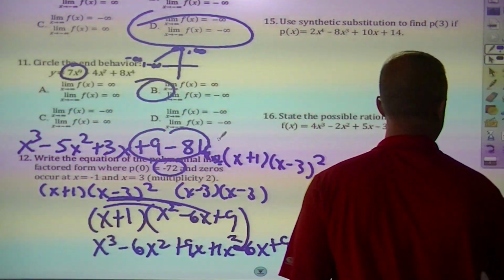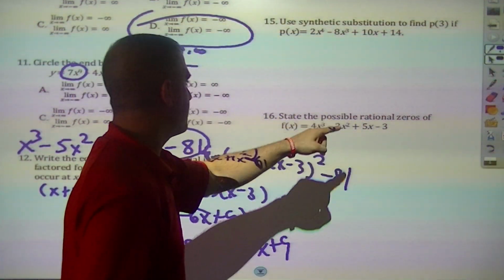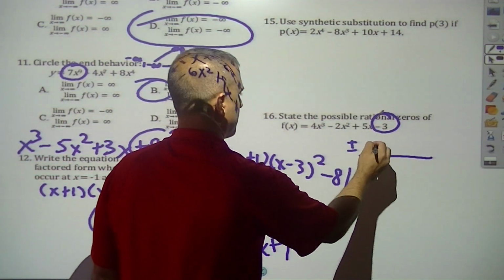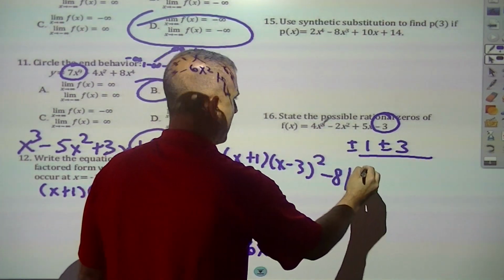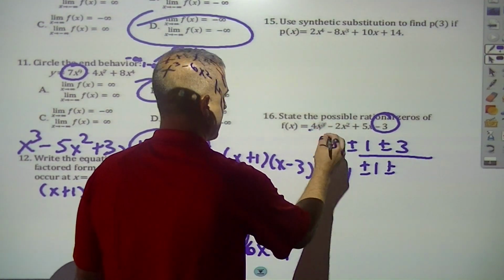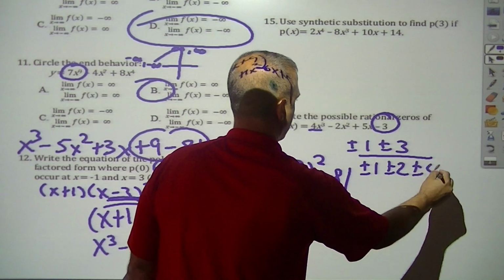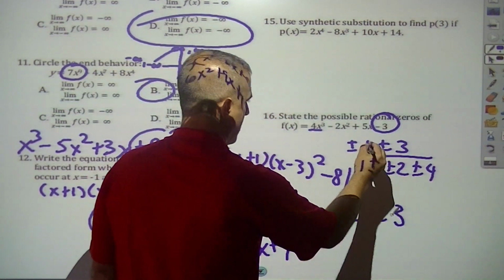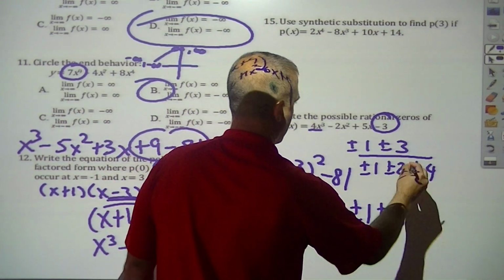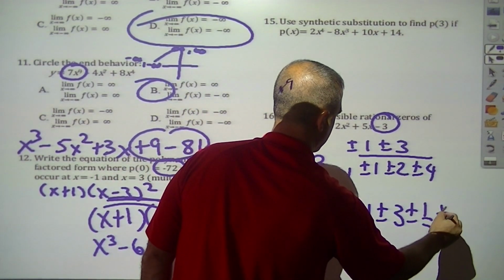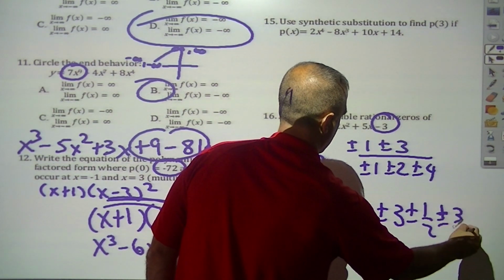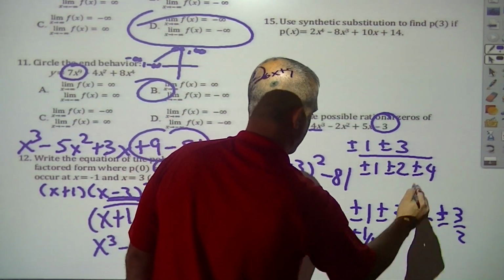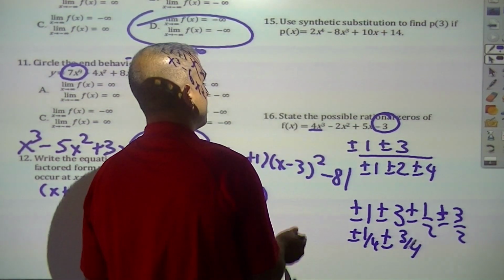Let me do this one while I'm already here. State the possible zeros. The idea is the factors of this number, factors of 3 are 1 and 3. Factors of 4 go down here, that's your leading one, goes down underneath. And then I divide these. 1 divided by 1 would be 1. 3 divided by 1 would be 3. 1 divided by 2 would be a half. 3 divided by 2 would be 3 halves. 1 divided by 4 would be a fourth. And then 3 divided by 4 would be 3/4. So that's the answer to 16.